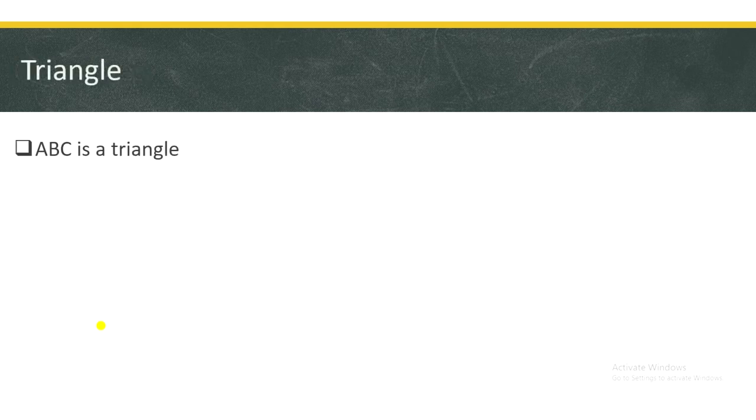Triangle, by definition: if we join every three non-collinear points, we will get the triangle ABC. We mean by three collinear points that A, B, and C are located on the same straight line. But in this case, we have three non-collinear points A, B, and C. If we join these points, we will get a triangle.